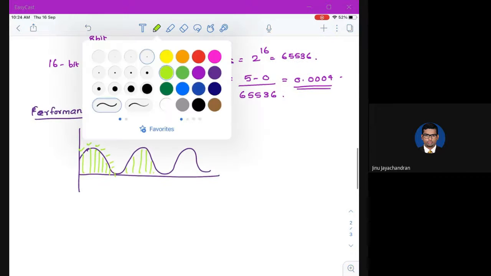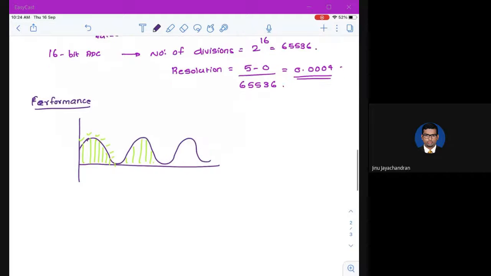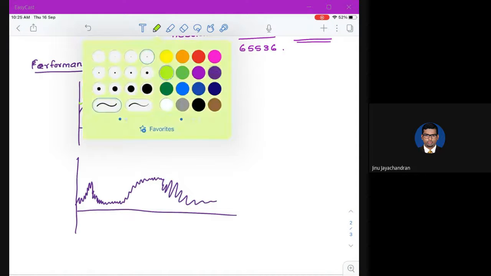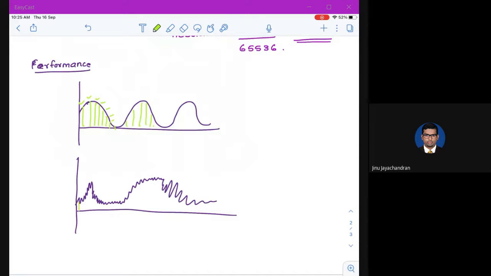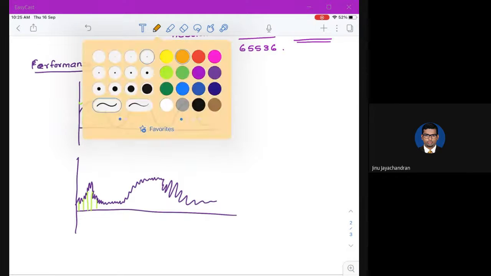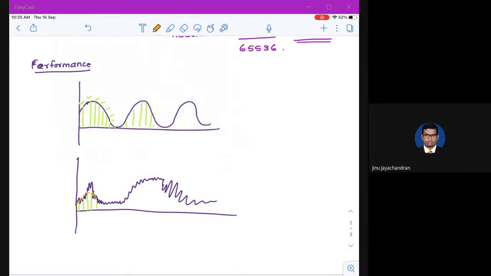Let's take another example. Let's take a signal which is varying very fast, something like this. Okay. If you sample with the same time period as before, you see that you miss many things. If you make an envelope of whatever you have sampled, you see that something like this comes, which is not the actual signal. So you have missed many things.